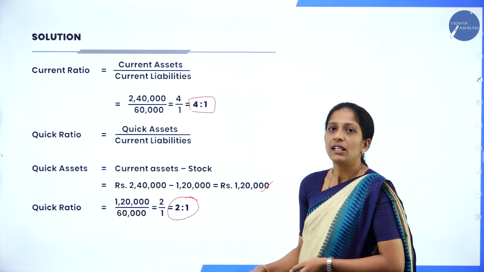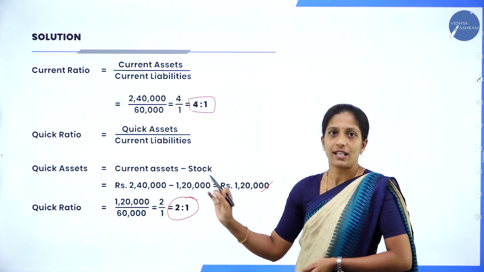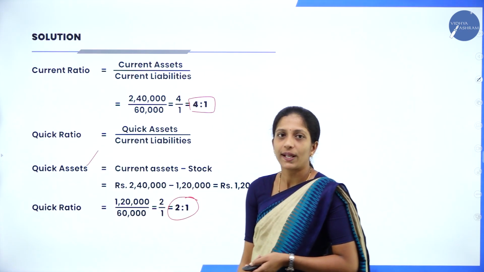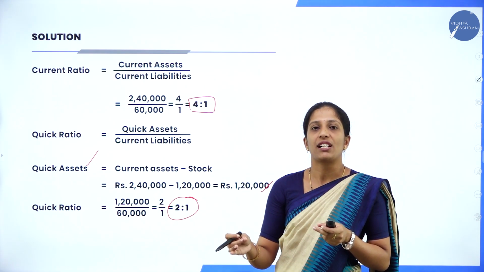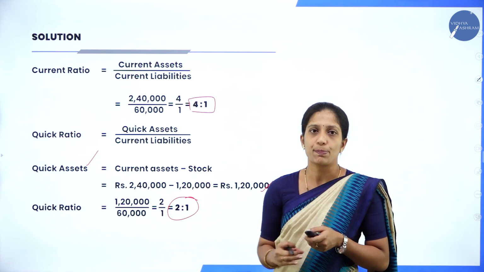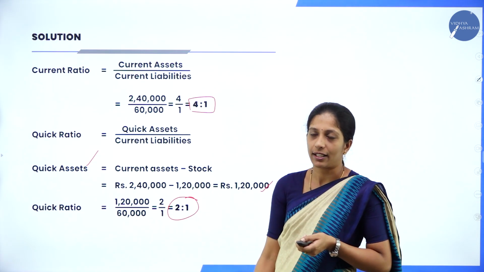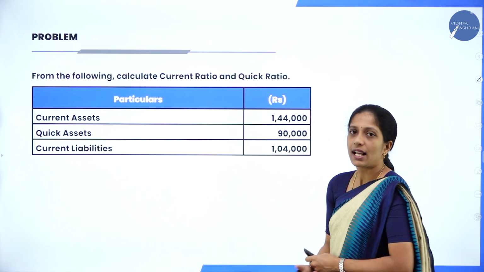So hope you are clear. Directly they have given in this question, so you can directly apply the formula. Just you had to calculate the quick assets. Quick assets, you already know the complete formula: current assets minus inventories minus advance tax minus prepaid expenses. So depending upon the problem you will deduct. Okay. Now coming to the next question, a similar type of question.